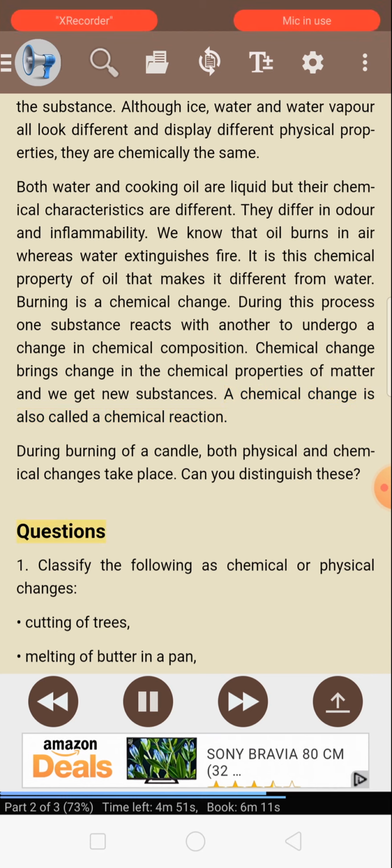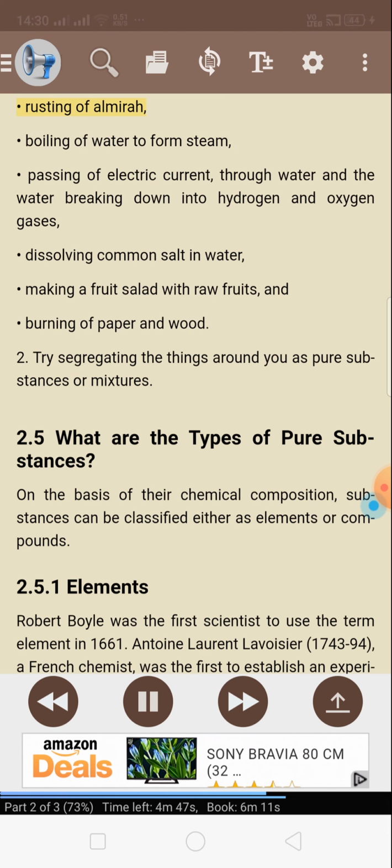Can you distinguish these? Questions. 1. Classify the following as chemical or physical changes: cutting of trees, melting of butter in a pan, rusting of almirah, boiling of water to form steam, passing of electric current through water and the water breaking down into hydrogen and oxygen gases, dissolving common salt in water, making a fruit salad with raw fruits, and burning of paper and wood. 2. Try segregating the things around you as pure substances or mixtures.